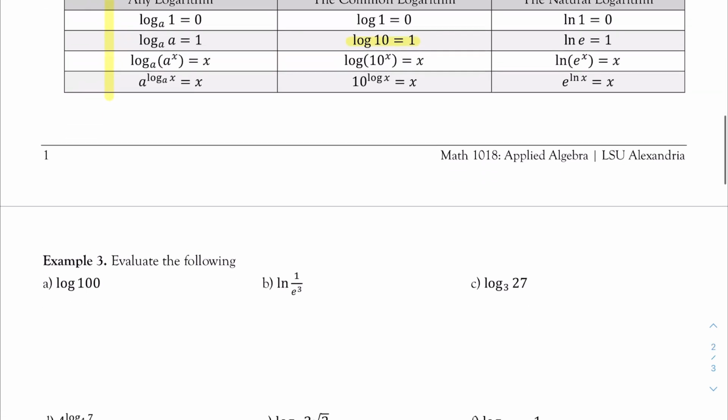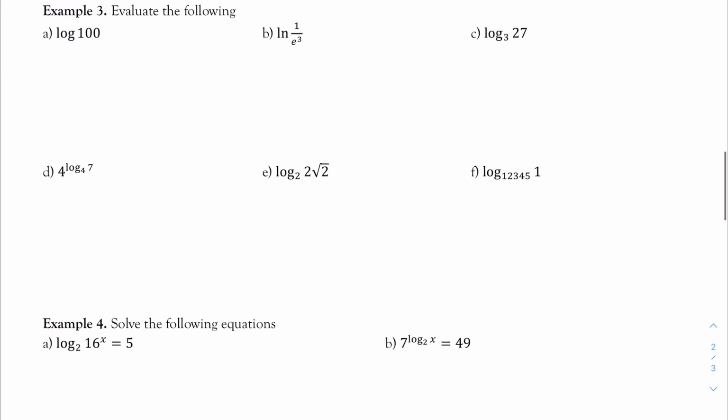So let's go ahead and do a couple of examples involving these basic properties. For example 3, evaluate the following expressions. So for part A, I have log of 100. If you want, you can go ahead and rewrite this as log base 10 of 100. Again, if there is no base, there is an understood base 10. All right, so how do we work through this?